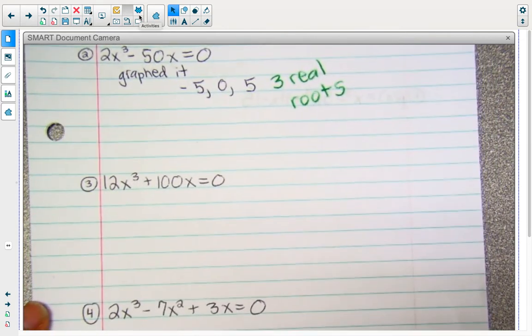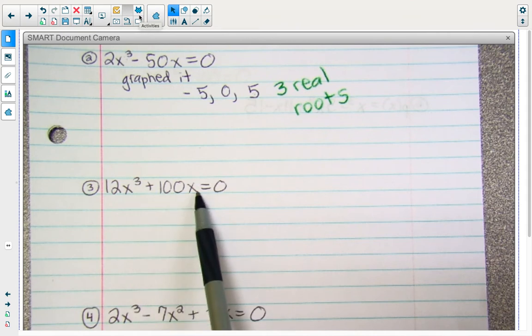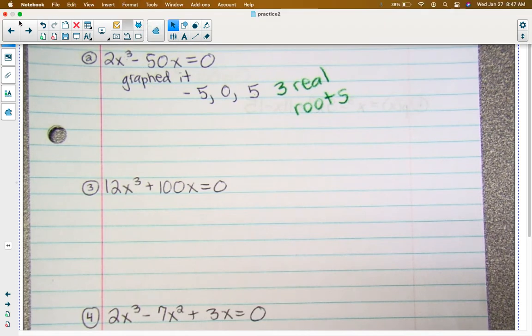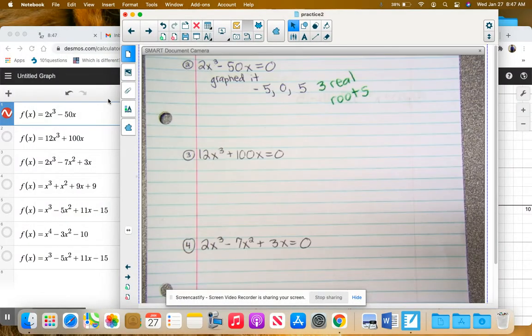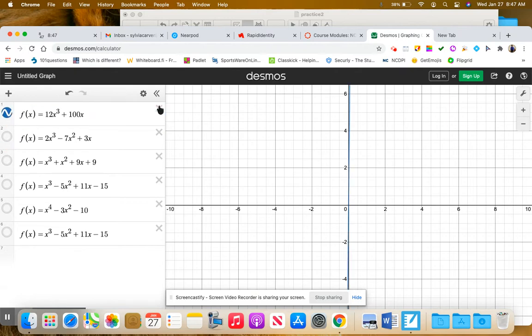Okay, number 3. Number 3, 12x to the third plus 100x equals 0. So again, my first strategy, I'm going to see what I can get from the calculator just to save myself some time. So I'm going to come over here to Desmos and type it in: 12x to the third plus 100x. I've already typed that in. That would be the first one here.